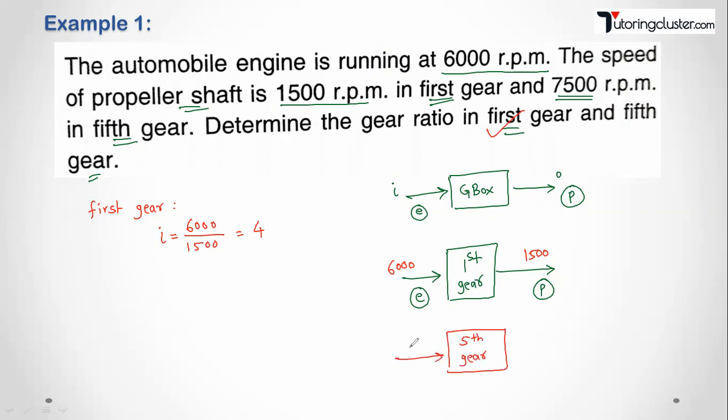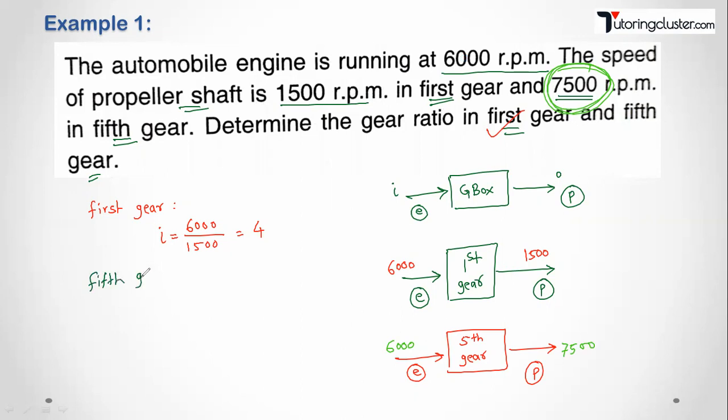तो ऑब्वियसली फिफ्थ गियर पे भी आपकी पावर इंजन से आने वाली है. पावर कहाँ पे जाने वाली है? टू द प्रोपेलर शाफ्ट. सो इन दिस केस what is the input speed? 6000. But what is the speed of propeller shaft in fifth gear? It is 7500.